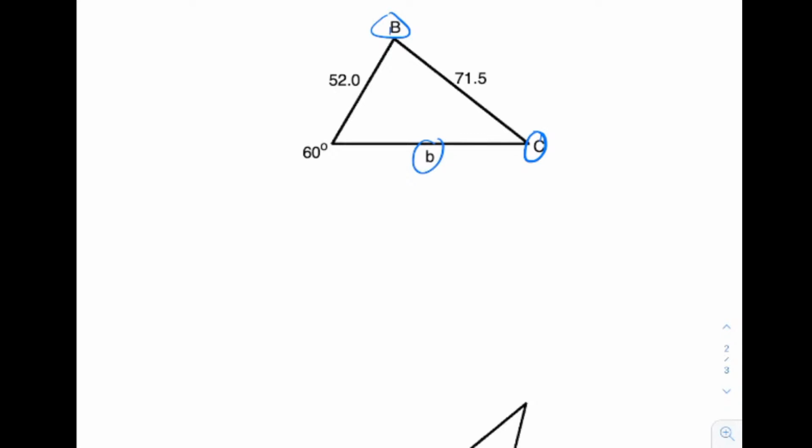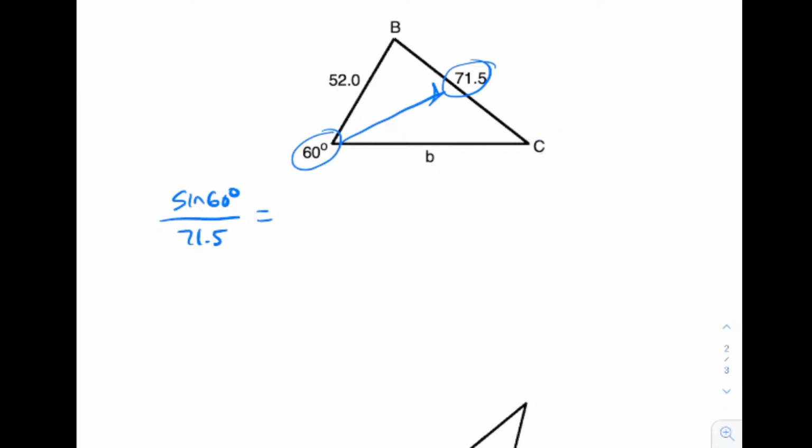Notice that the sine of B over B doesn't look like a very promising place to start because we don't know the big B. We don't know the little B either. So let's not start with that at all. Let's start by matching up things that are known right there. We know both of those. So, hey, I can start writing a proportion. The sine of 60 degrees over the 71.5. That is one part of my proportion.